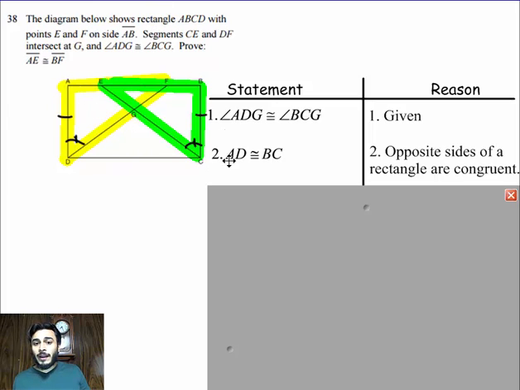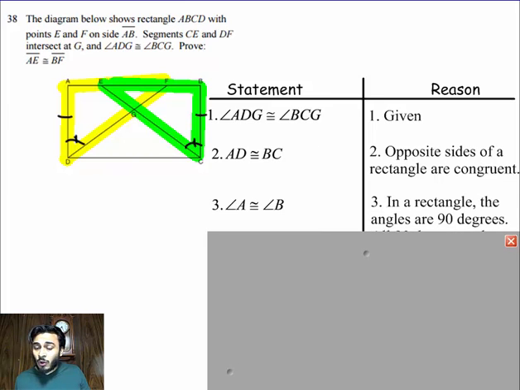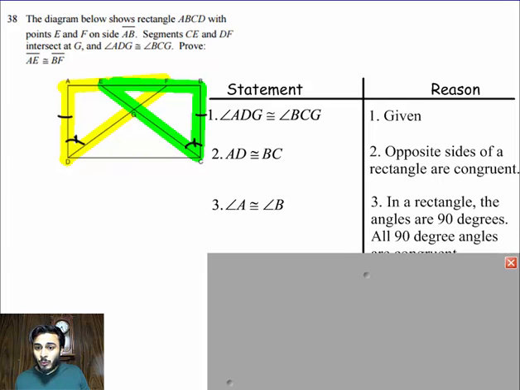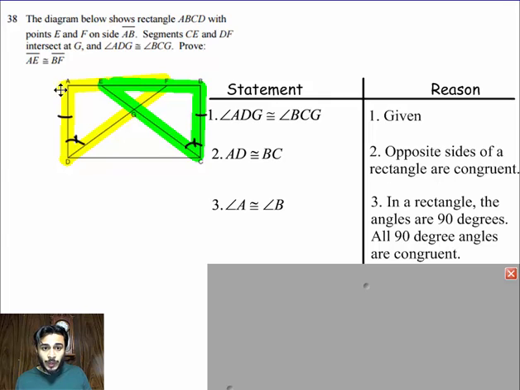So far I got an angle congruent to an angle, a side congruent to a side. Let's keep going. I know that angle A is also congruent to angle B, and the reason why I know that is because these two angles are 90 degrees, because remember, this was a rectangle. So, in a rectangle, the angles are 90 degrees, and all 90-degree angles are congruent. So I know A is congruent to angle B.